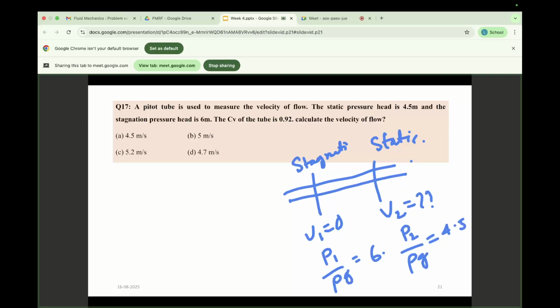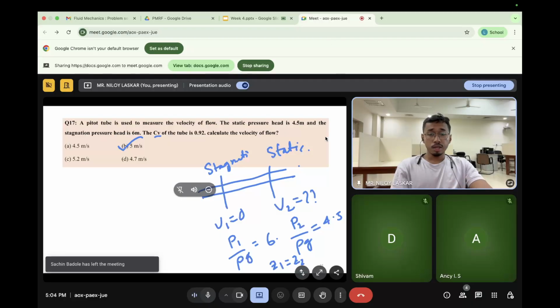So that concept is used here, and as no details about Z1 and Z2 are given, I have considered them the same. So I am repeating this for you. After that you can calculate V2. Using the Bernoulli equation you can calculate V2. Since a correction factor is there, whatever the actual V2 value is, you have to multiply it with 0.92. So that's why I get option B as the answer. So up to this, any confusion? I think this concept is clear to all.